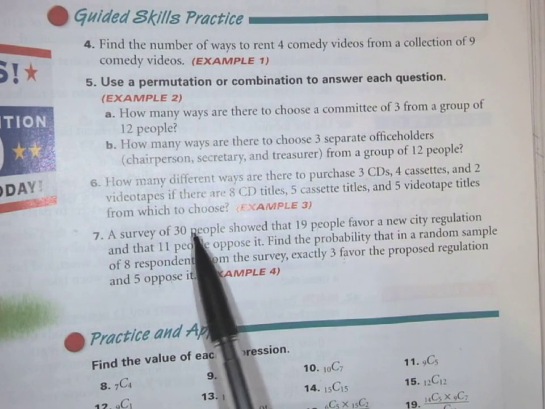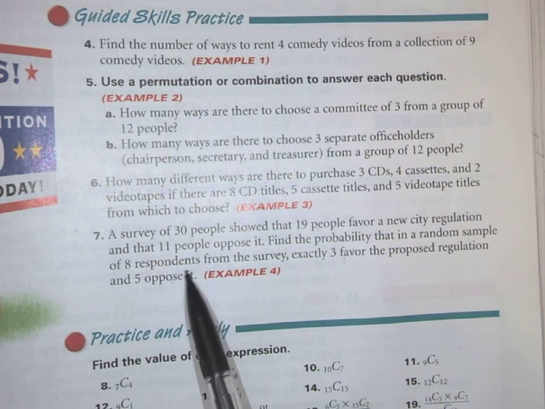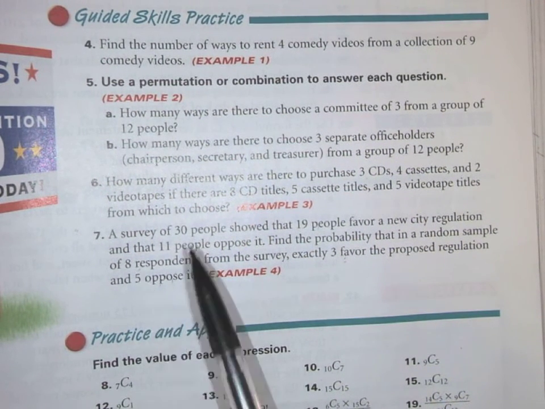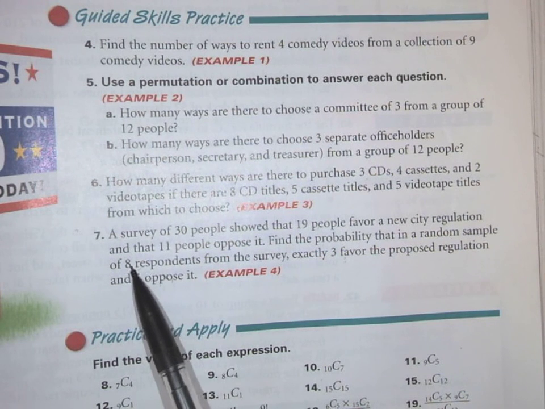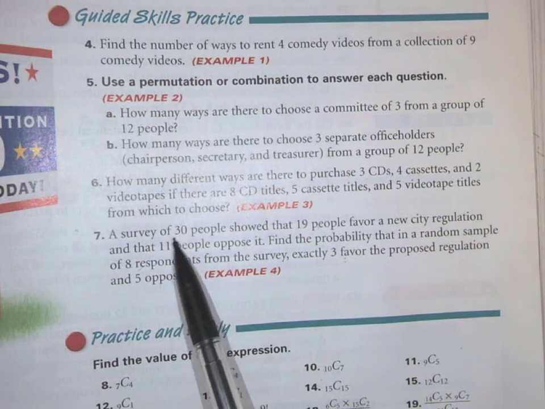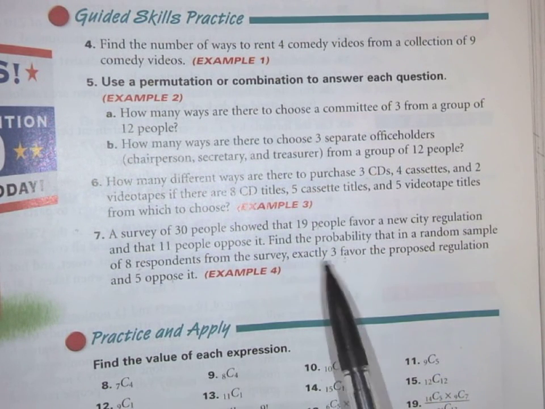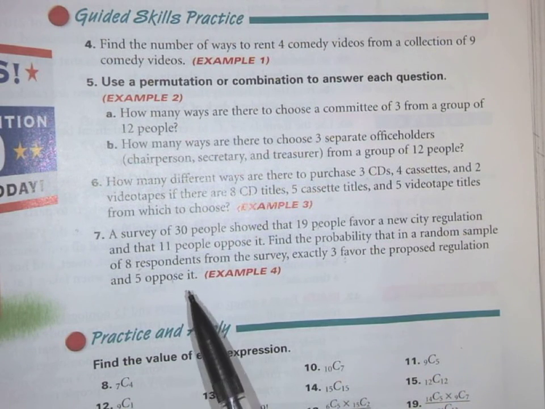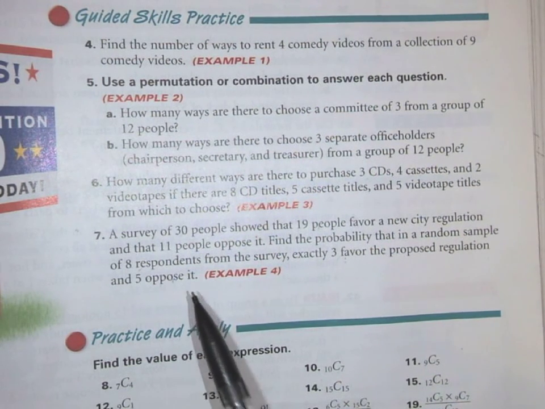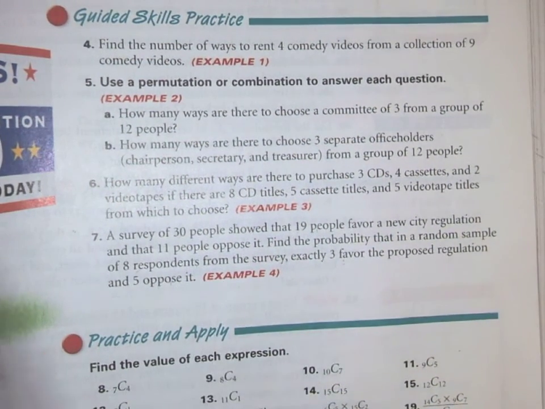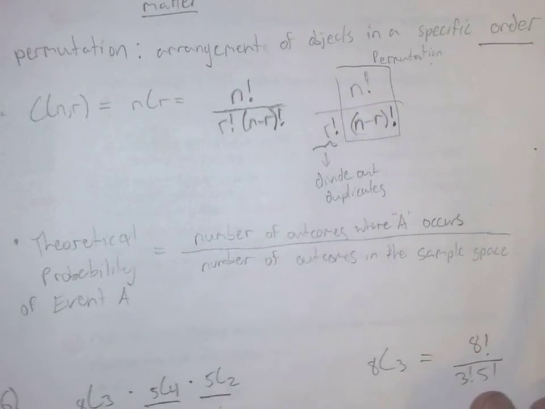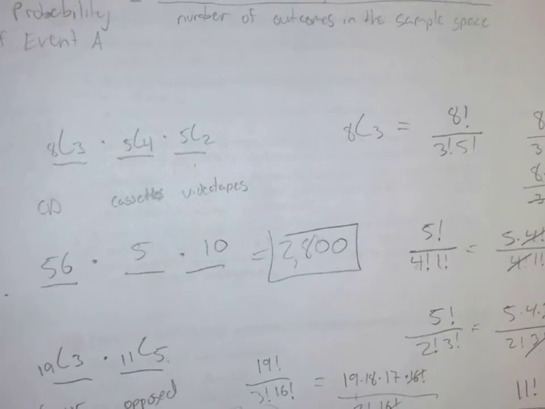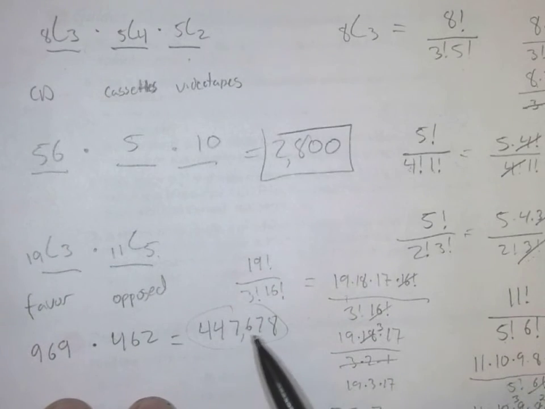Well, there's 30 people total, and what you're going to do is you're going to pick 8 of them. So I have to figure out how many ways there are to pick 8 from 30, because I may not get 3 in favor and 5 that oppose. I could get like 4 and 4, or I could get 7 and 1, right? So I have to take into account all the possibilities. So in my probability, the number of outcomes where A occurs, that's the top part. That's what we have right now. We just got the top number.